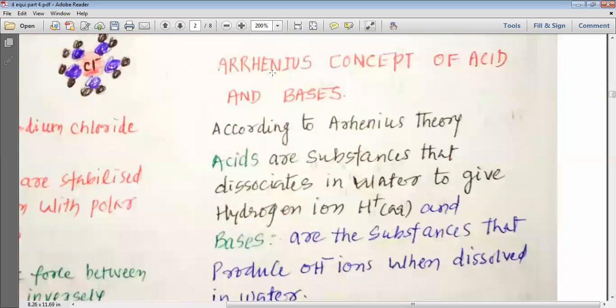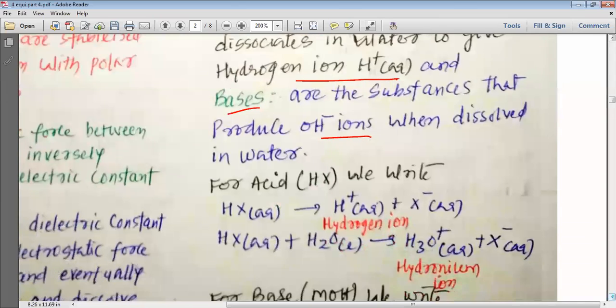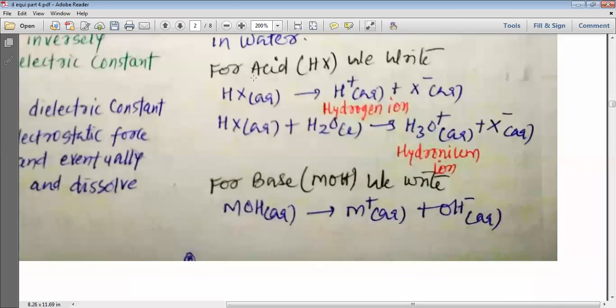Now let us understand the Arrhenius concept of acids and bases. According to the Arrhenius theory, acids are the substances that dissociate in water to give hydrogen H plus ions, and bases are the substances that produce OH minus ions when dissolved in water. Suppose we have an acid. For acid HX, we write HX aqueous is equal to H plus aqueous, that is hydrogen ion, plus X minus aqueous.